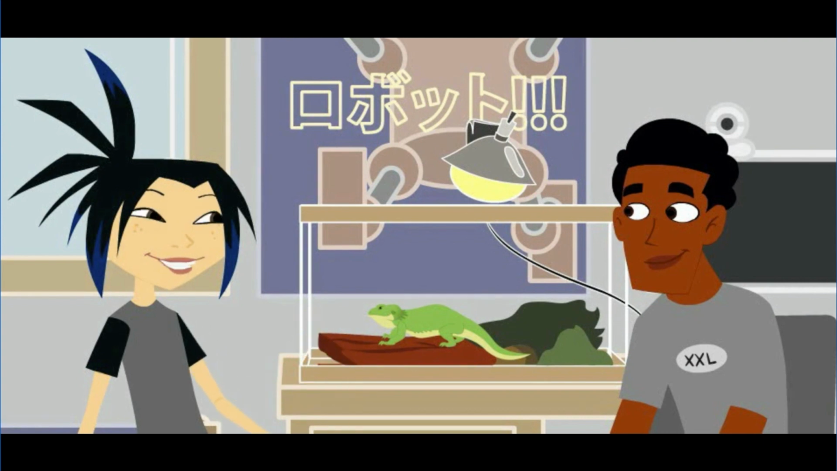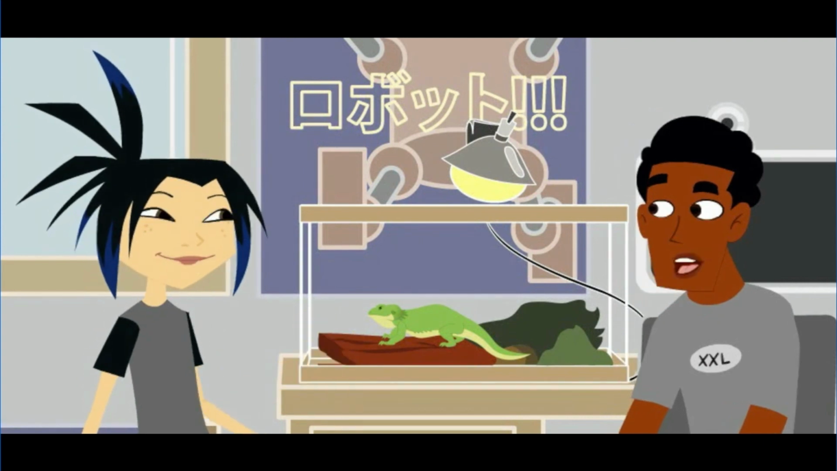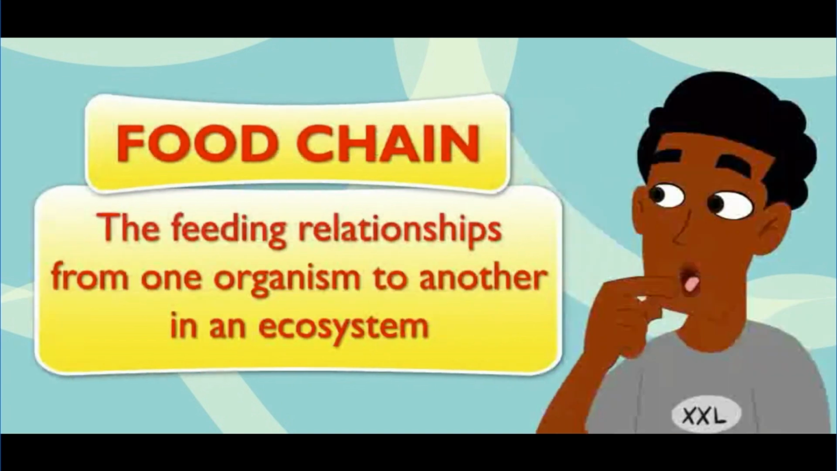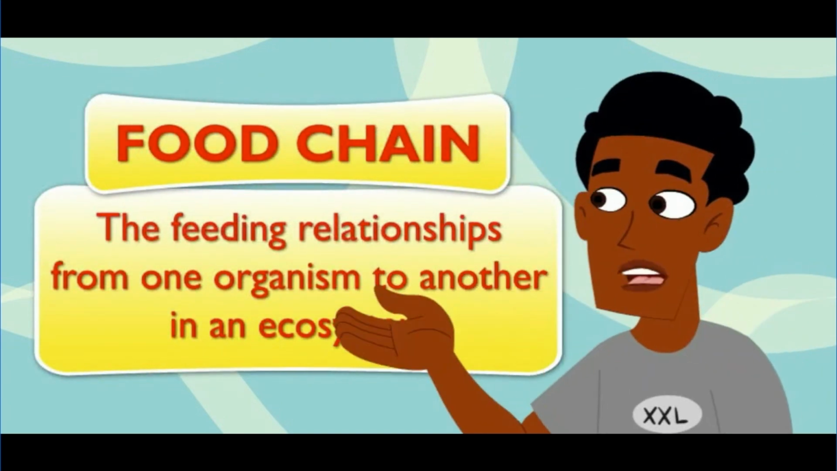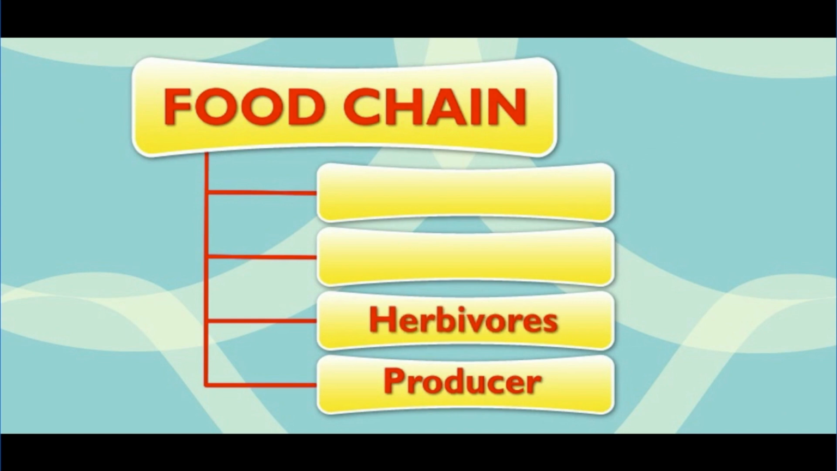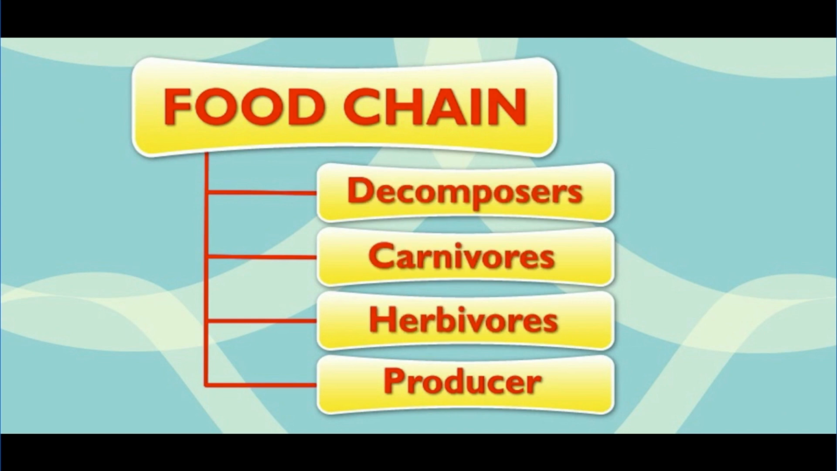It's not. It's the same thing he'd eat if you were wild and a part of a real food chain. Food chain? You know, a food chain. It's the feeding relationship between organisms in an ecosystem. I knew some animals ate others, but I didn't know it was a chain. Oh, yeah. The food chain has different levels, sort of like a video game. It goes like this. Producers, herbivores, carnivores, decomposers.